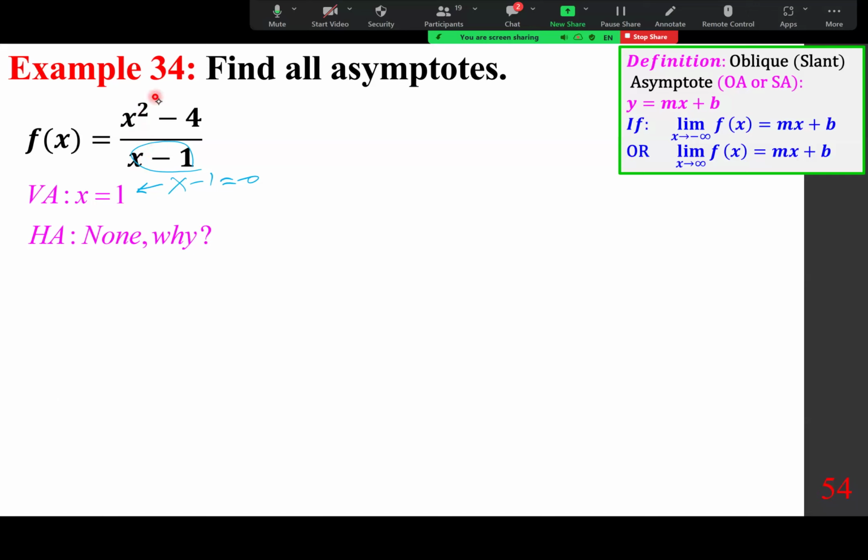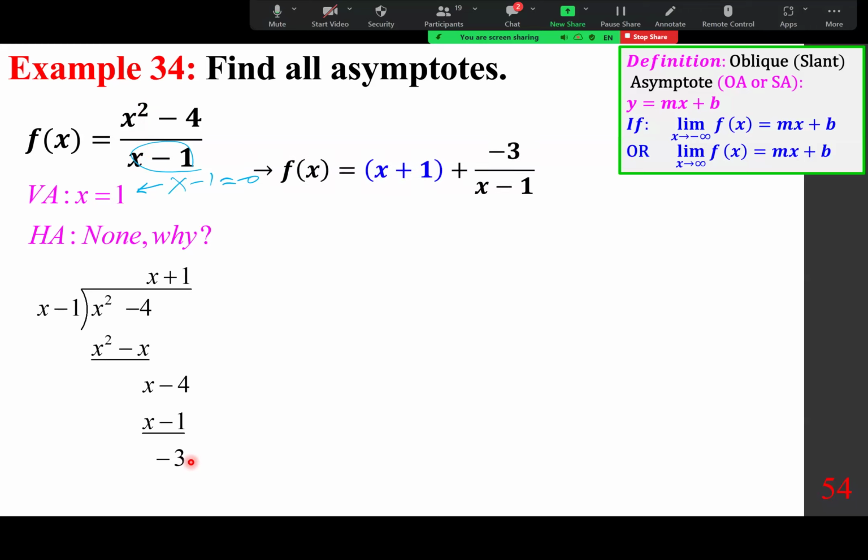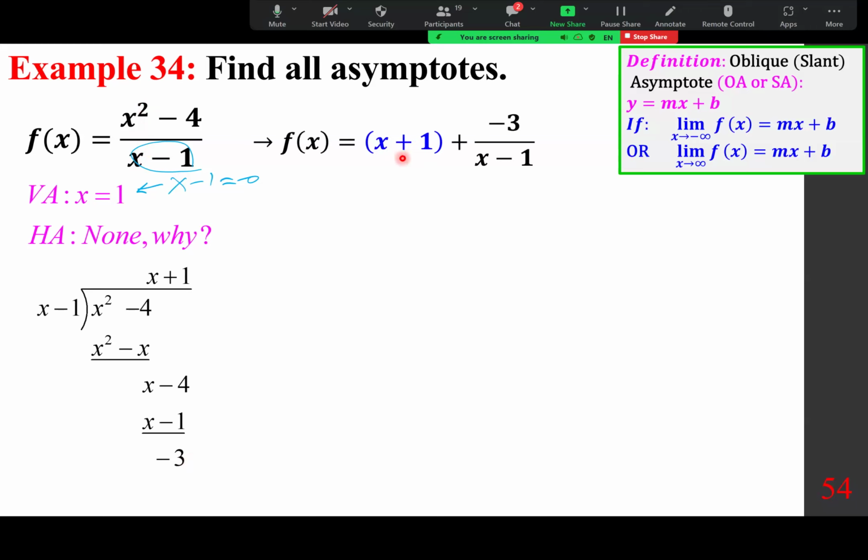Because the difference is 1, we don't have a horizontal asymptote, but we do have a slant asymptote, and we can do a long division or synthetic division, either way. I'm assuming you can do both of them. So when we divide the top by the bottom, we get x plus 1 with the remainder negative 3. So we're going to write this. F of x is x plus 1 plus negative 3 over x minus 1.